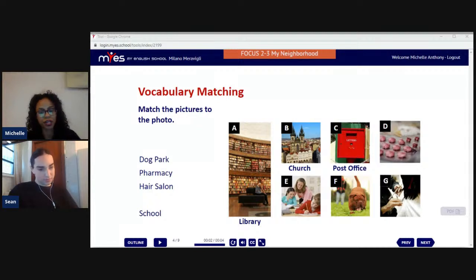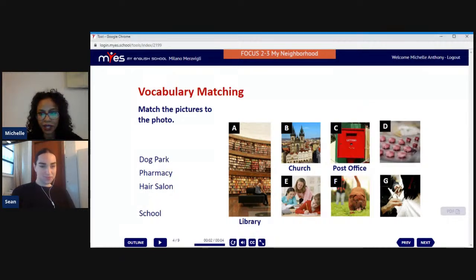But in the picture here, this red object, as Sean said, it is called a letterbox. This is where you drop your letter, you put your letter inside the box, and the postman collects all the letters and takes them to the post office.